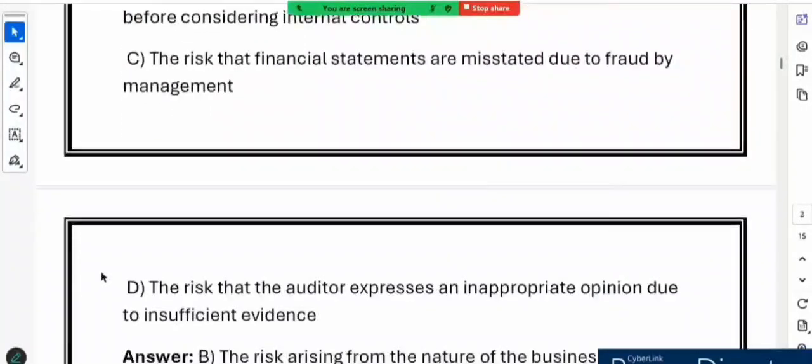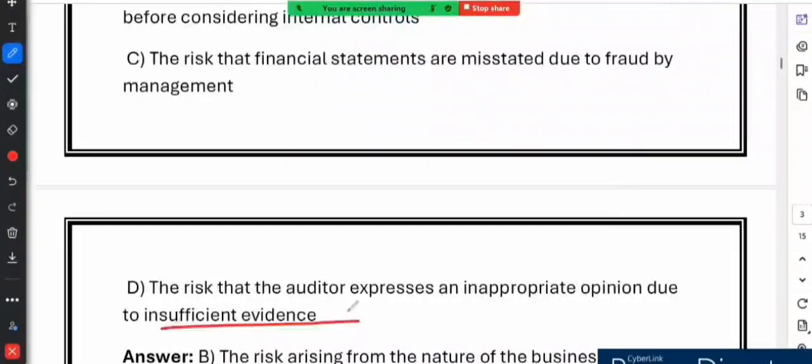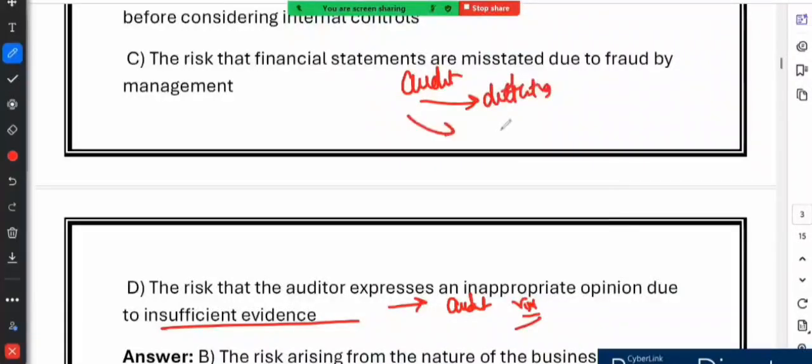And if you look at option number D, the risk that the auditor expresses an inappropriate opinion due to insufficient evidence. This refers to audit risk, which is broader and includes detection risk. So audit risk includes everything. Audit risk includes detection risk. Audit risk includes control risk. Audit risk includes inherent risk, right? That is why it is broader.